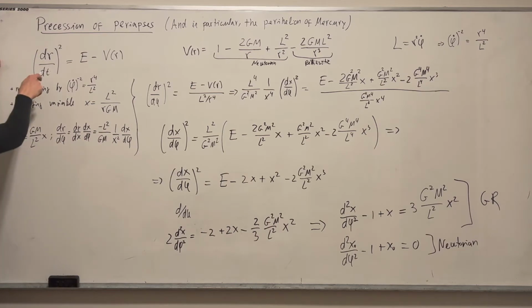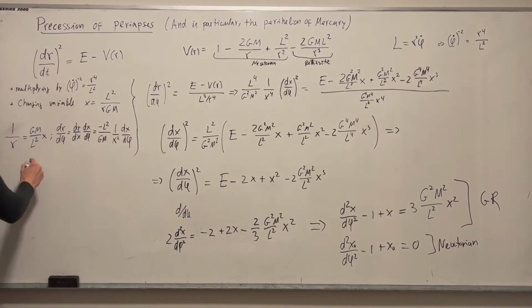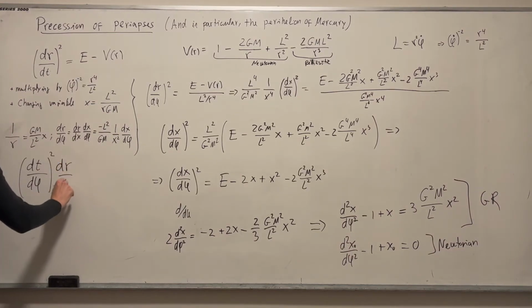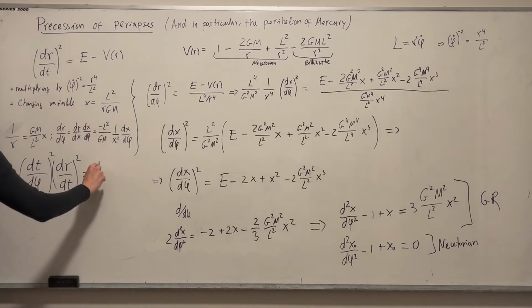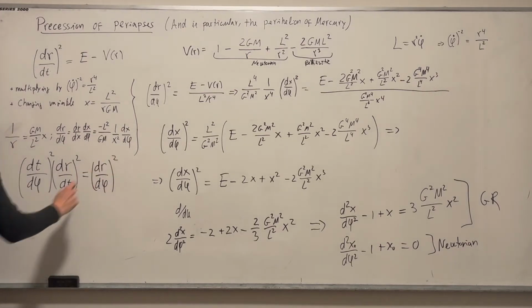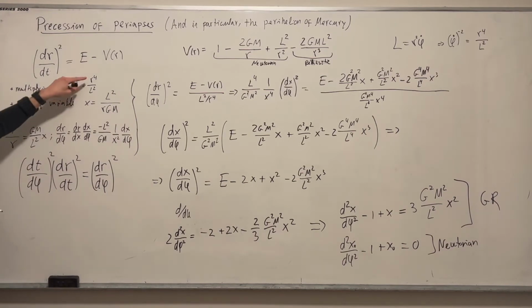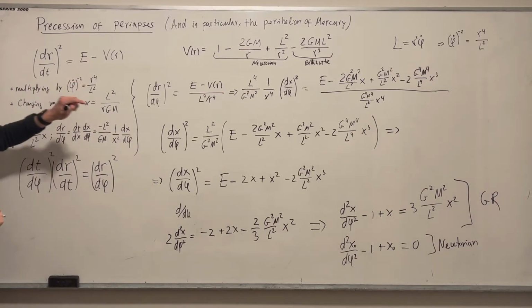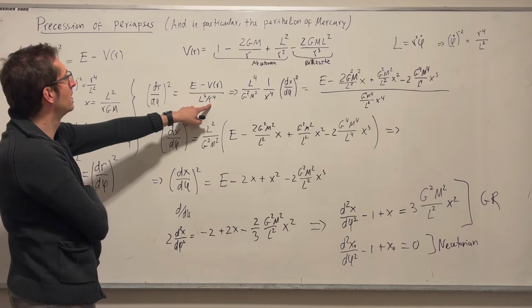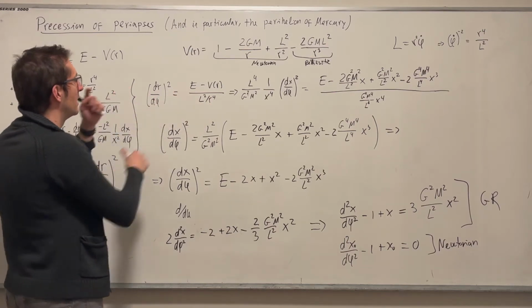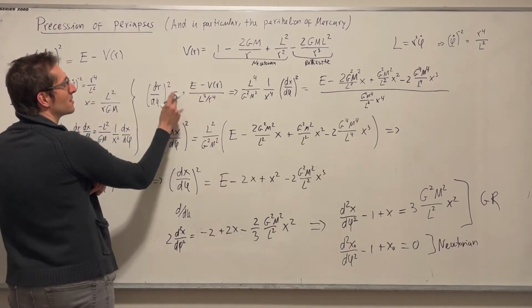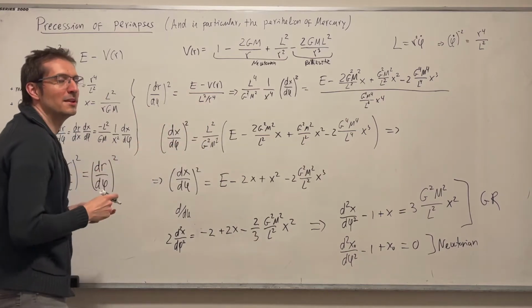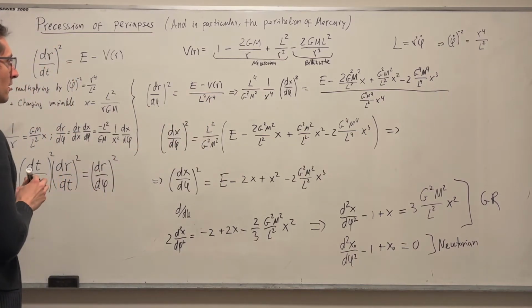So on the left-hand side, I'm going to multiply by phi dot to the minus 2 here. So that gives me dt d phi squared multiplying dr dt squared, and that's of course the same as dr d phi squared, right? So that's what I have on the left-hand side. And on the right-hand side, I multiply by r to the 4 divided by L squared. I just put it into the denominator of the denominator. All right.